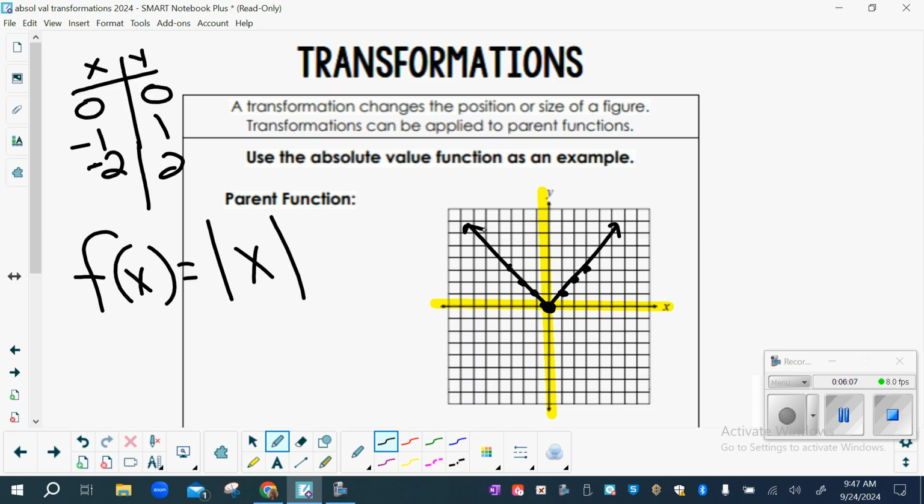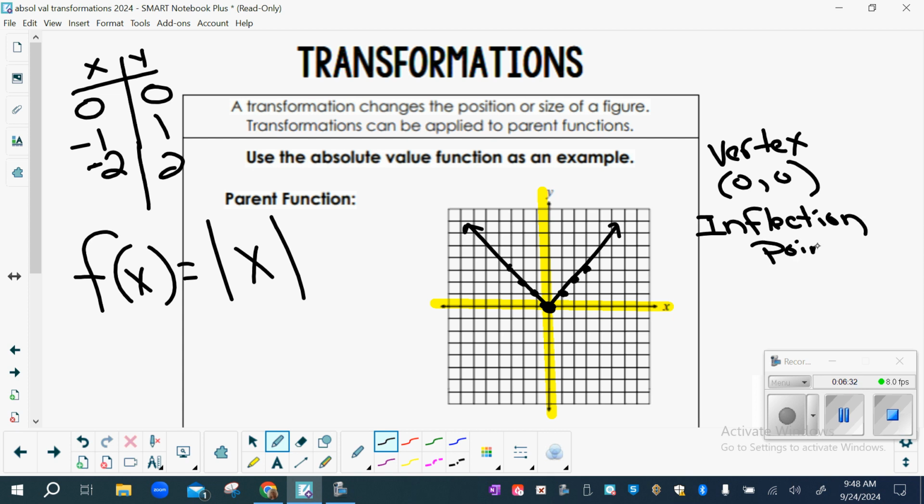We're going to refer to this tonight as our parent graph. That's our home base. And it's got some important parts to it. The first important part we're going to talk about is this point right here. Today I'm going to call this the vertex, but we're going to change the name of that. That is 0, 0. We're going to call it from here on out, ooh, new word here, inflection point. And an inflection point is a point where your graph changes direction.